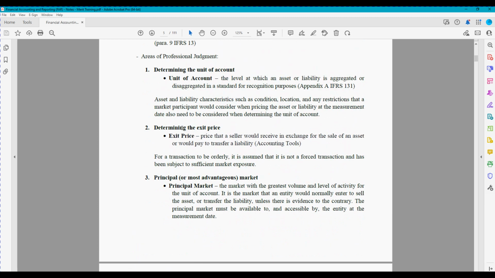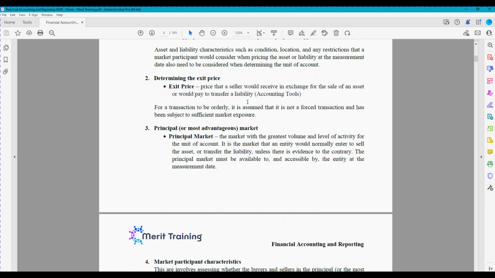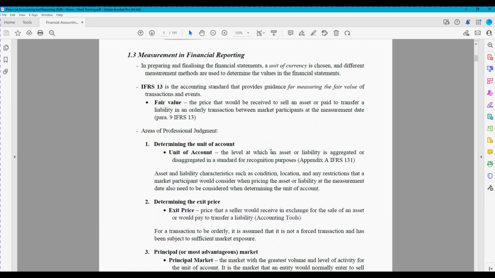Okay, so next is determining the exit price. So we know from the definition of fair value, it's essentially the price that will be received to sell an asset, i.e. the exit price, in an orderly transaction.